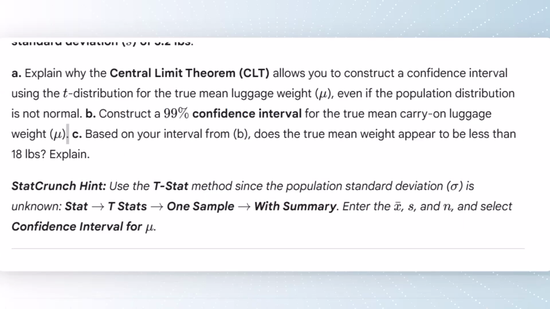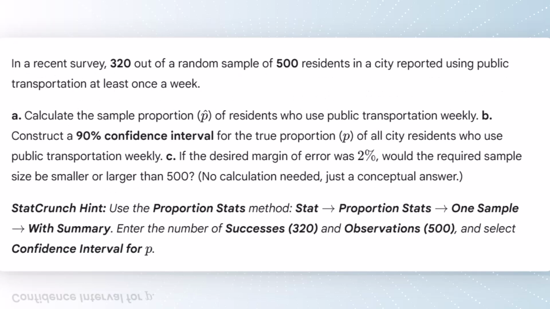I provided you with the information on how to use StatCrunch right here, guys. T-stat, one sample with summary, enter the value of X bar, s, and n, select the confidence level, and then hit compute. Here's another question.